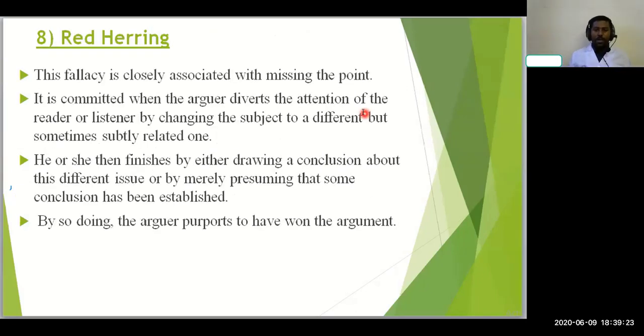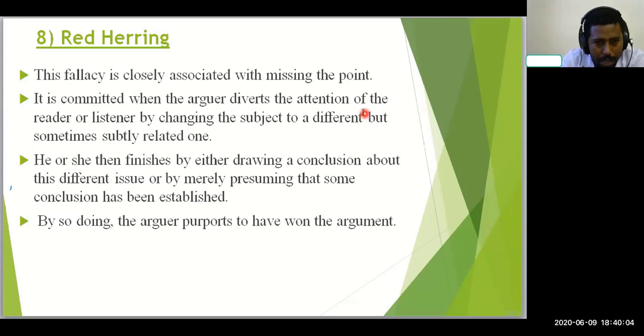The last one for our discussion for today is the red herring fallacy of relevance. Sometimes this fallacy of relevance, the red herring, is known as the off the track fallacy, or diversion. We may say diverting. It can be named in such a way: the fallacy of missing the point.